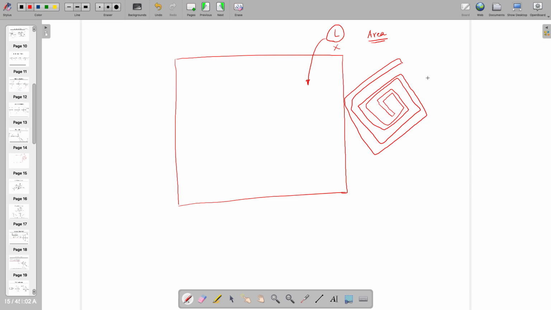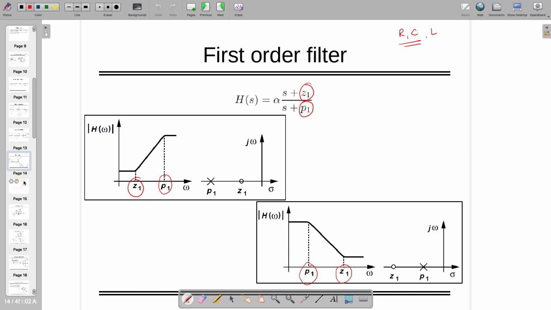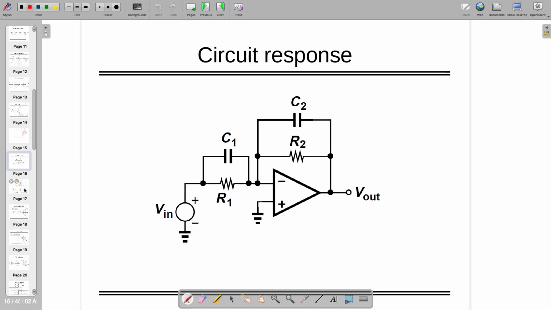I'll take 5 minutes more and then we'll call it off for today. Okay. So similar to that, this is one kind of circuit. Can you tell me what is the transfer function? By the way, this is an inverting amplifier. If you remember, an inverting amplifier with this configuration will give you minus RF by R1.